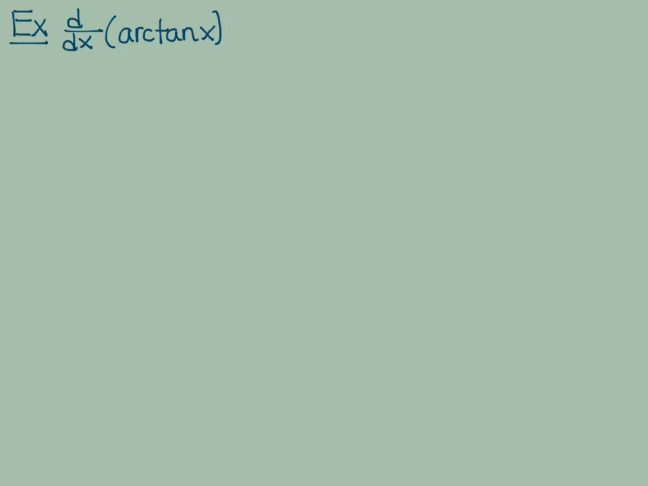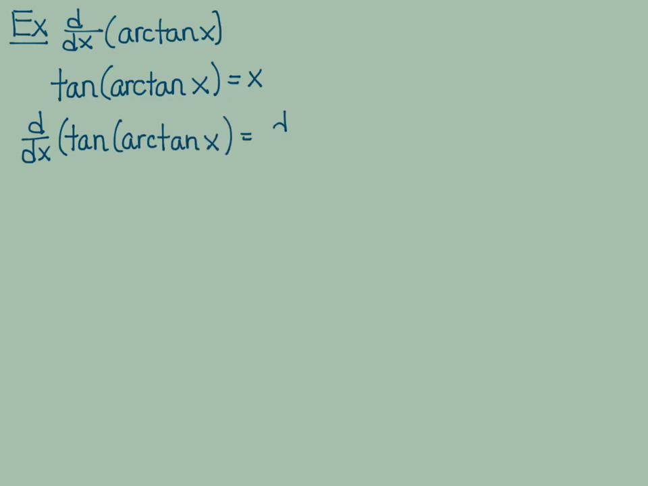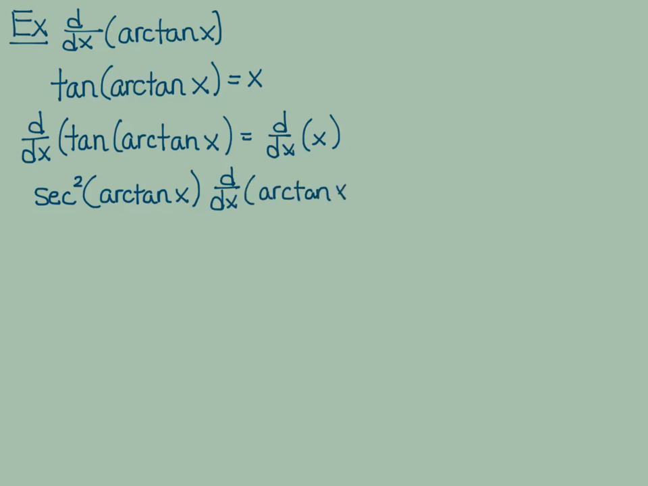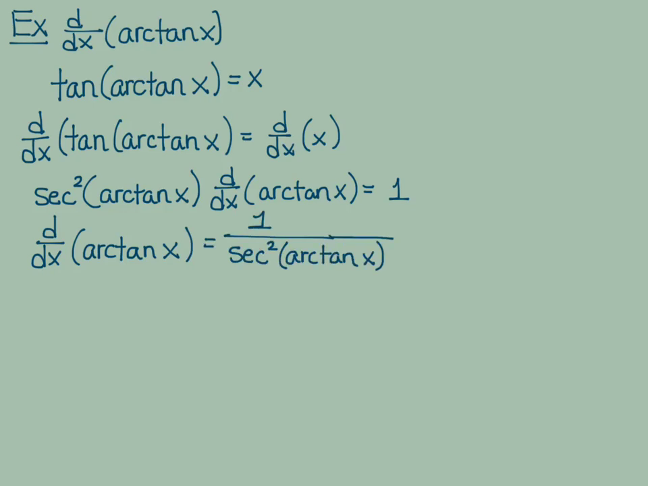Let's try another one. Let's do arctan of x. We'll use the identity that tangent of arctan of x equals x. We'll take the derivative of both sides of the equation. The derivative of the outside function will be secant squared. We leave the inside the same, so arctan of x, times the derivative of the inside function, which we will just leave as d by dx of arctan of x. The derivative of the right-hand side is just 1. So we're left with d by dx of arctan of x equals 1 over secant squared of arctan of x.